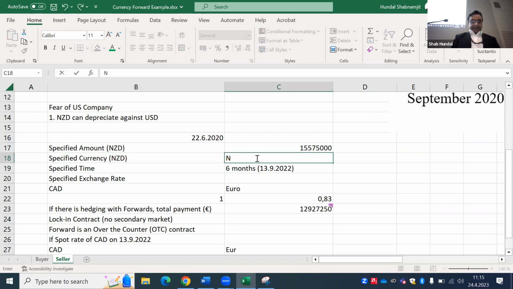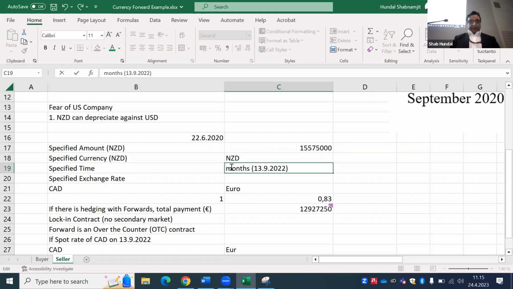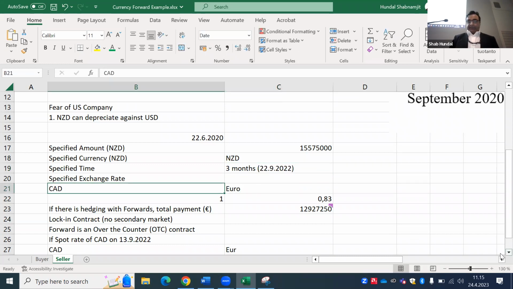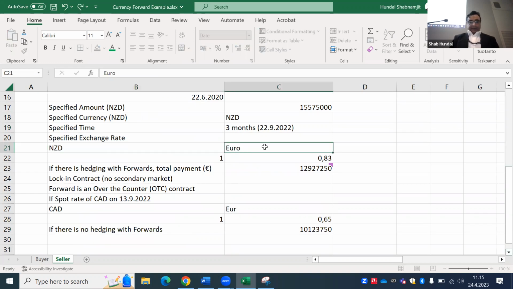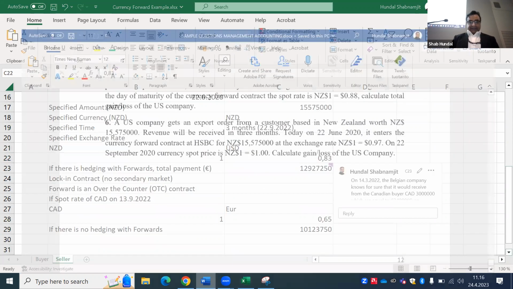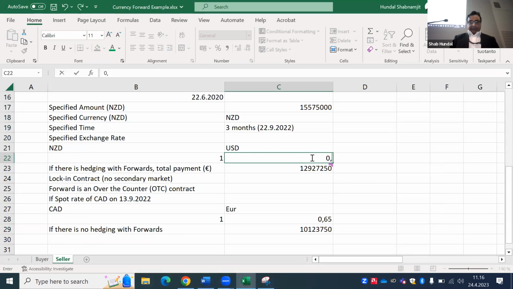The specified time is how many months? 3 months, ending on 20 September, right? September is 9, yes. And the specified rate of exchange is 1 New Zealand dollar equal to US dollar, how much? 97, okay, 0.97.